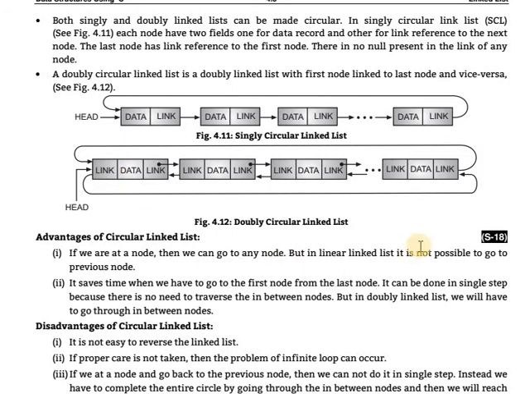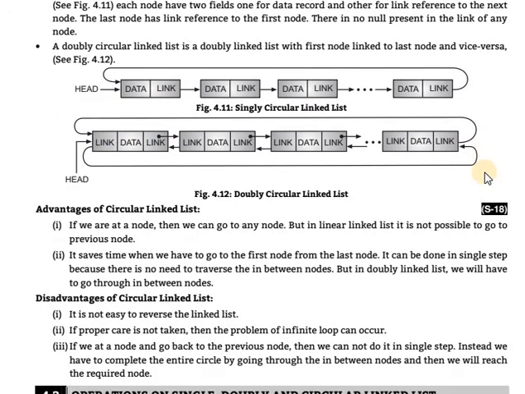Unlike the doubly circular linked list, the singly circular linked list has only one address, the next address, whereas in the doubly circular list there are two addresses, previous and next.